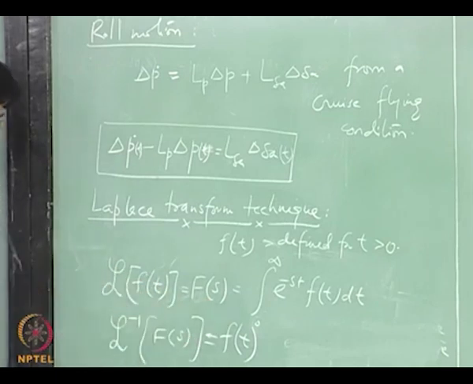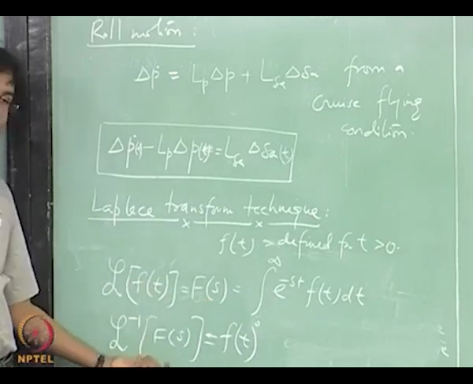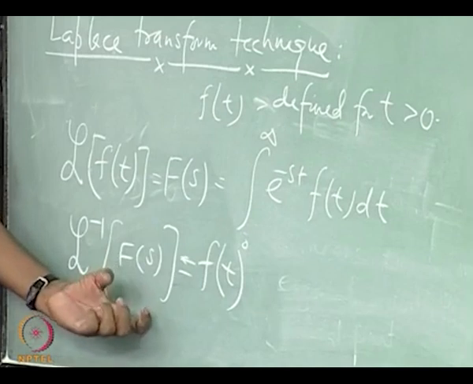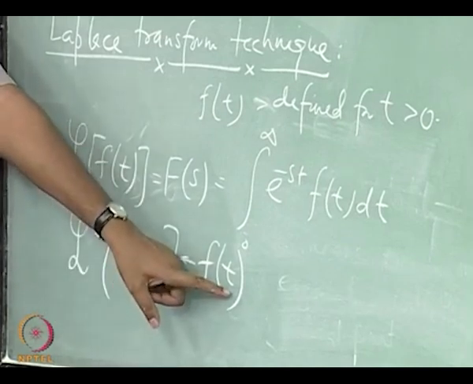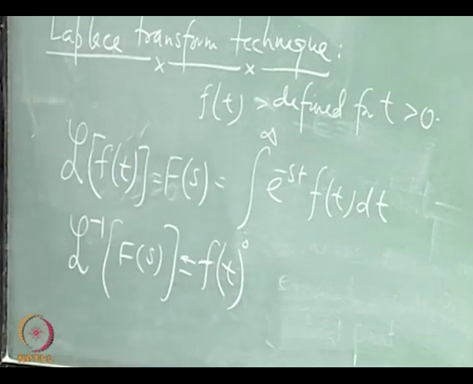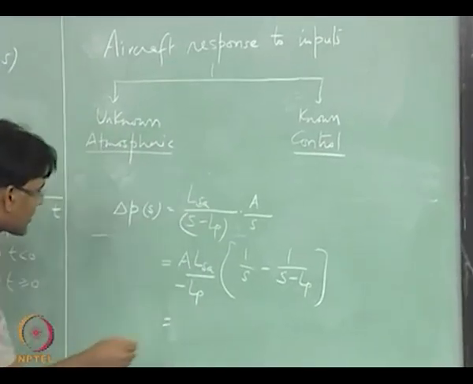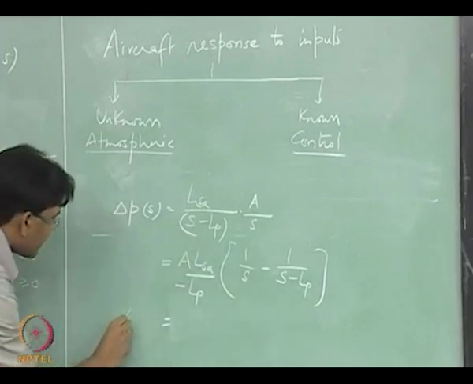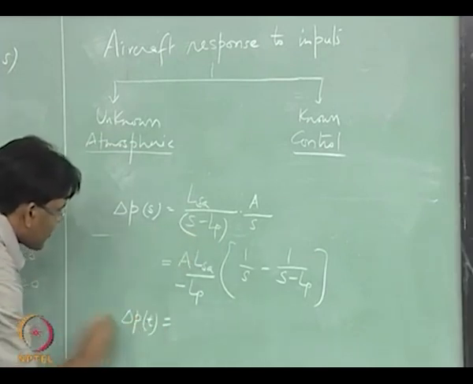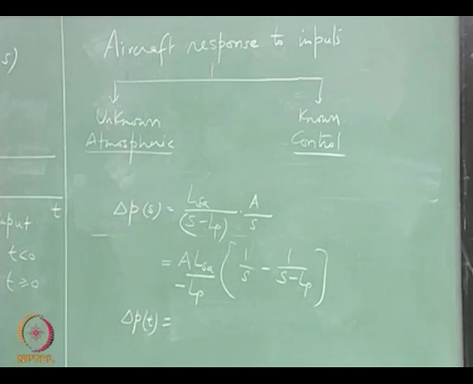in S domain. Later on we can take inverse Laplace of that function and find out what this original signal is. This is one of the easiest methods of solving a linear differential equation wherever you can use this. So now if I do that, I can find out what delta p is in terms of time.